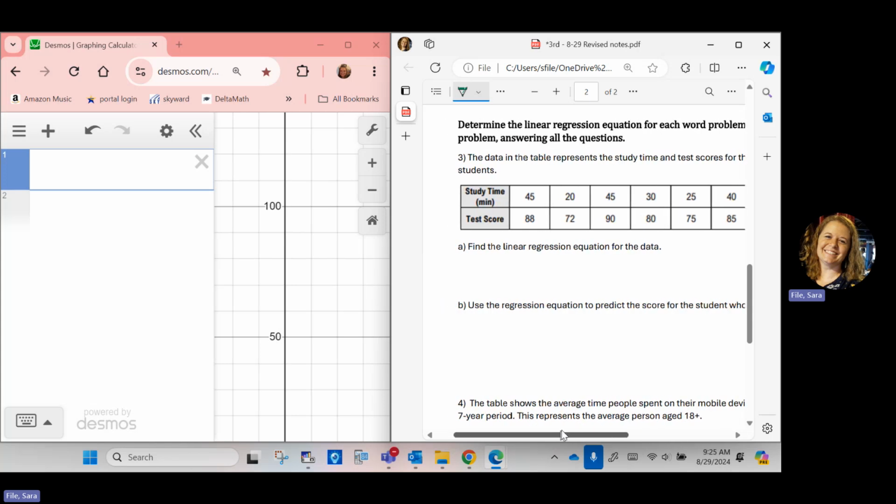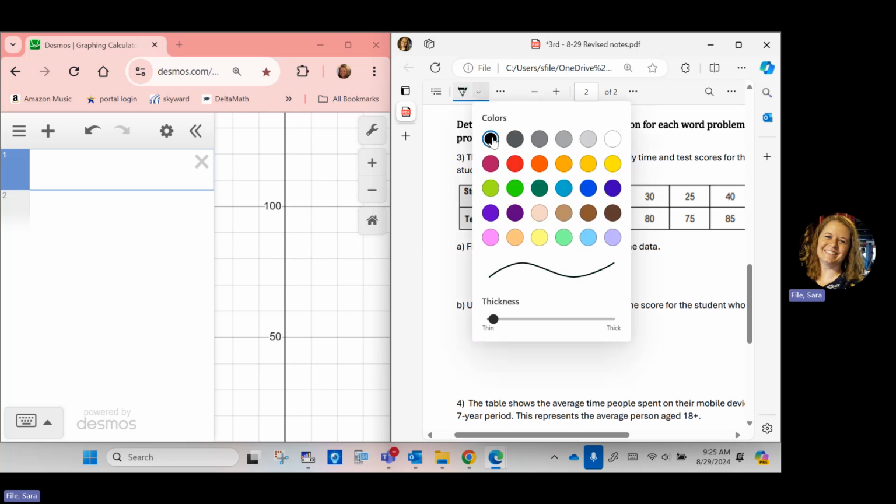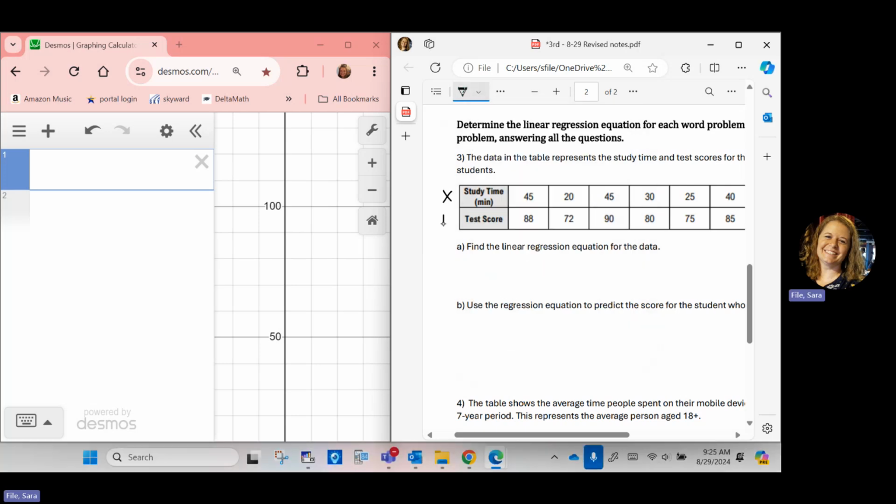So what is the independent variable? What's the X? What number are you inputting to try to predict which? Are you inputting the test score? No, you're trying to predict the test score, right? So study time is X, test score is Y. If it's not labeled, you can label it. So this is X and this is Y. Study time is independent of the test score.